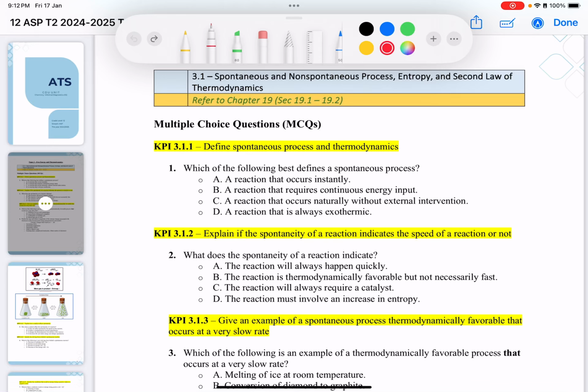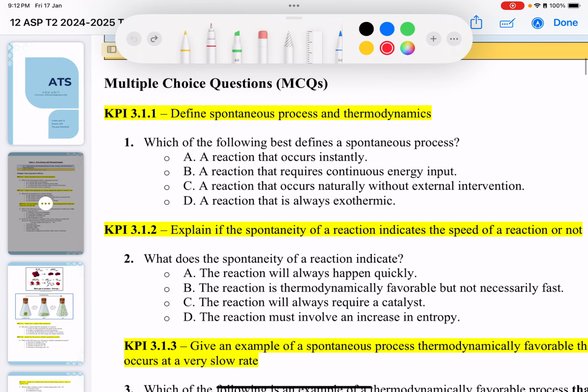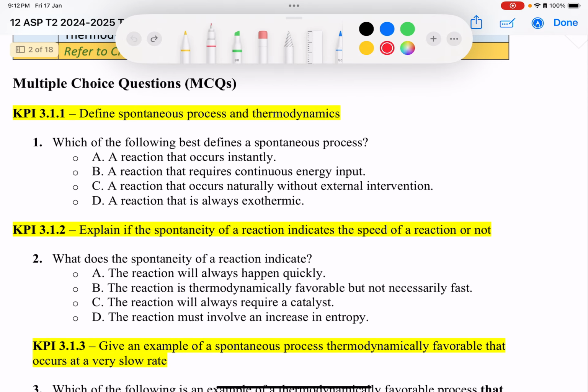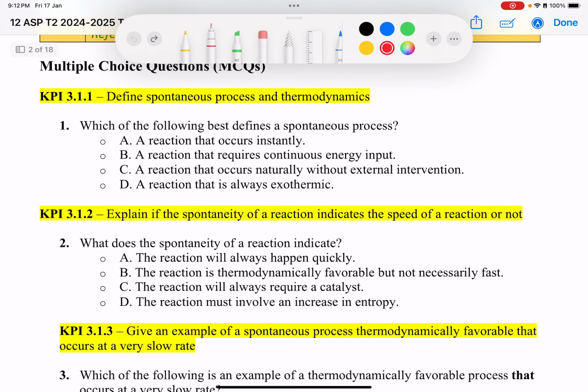This tutorial will help you prepare for your quiz. Let's begin with the first question. Which of the following best defines a spontaneous process?